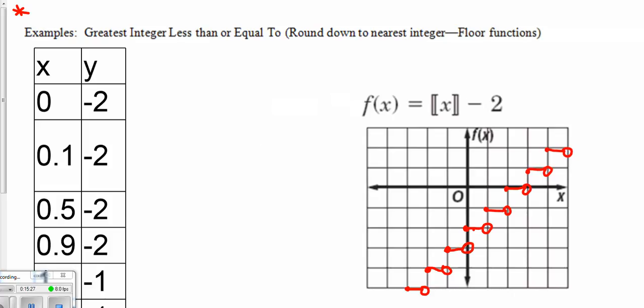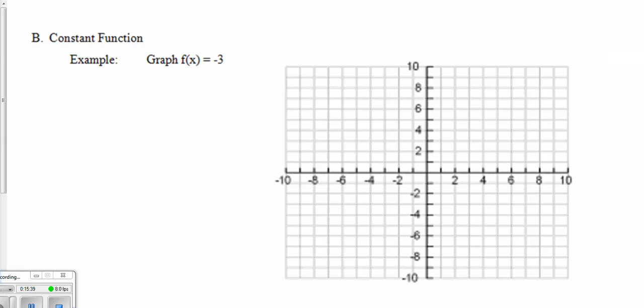So that would be our step function, or the greatest integer less than or equal to function, or you can call it the floor function. The floor function is probably the easiest way to say it. We're going to go over a constant function as well. Constant functions are really easy because for any function or any f of x, you can just replace y.